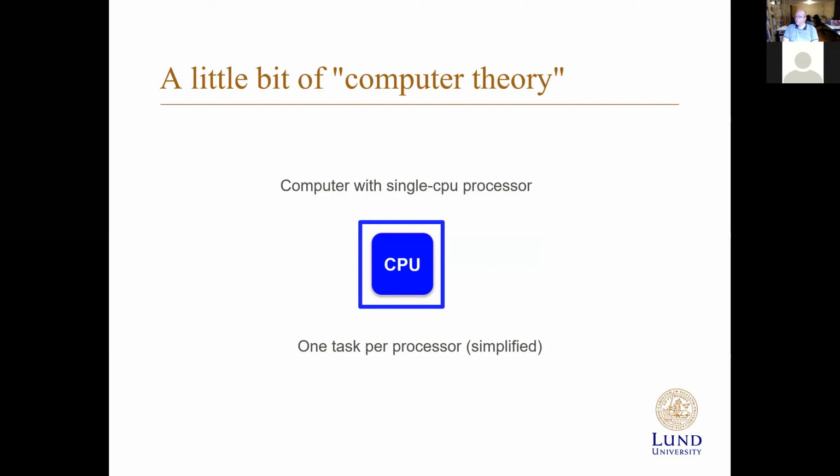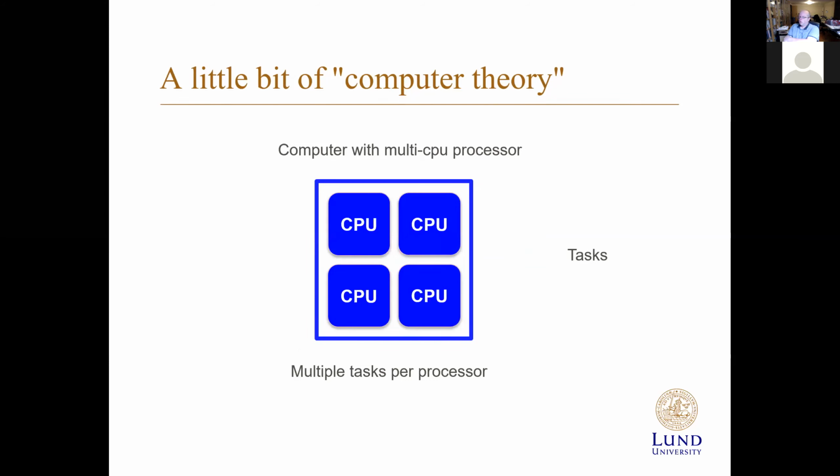First, a little bit about computer theory. The usual model of a computer is that you have a single CPU processor, so it can do one task per processor. A task is executed on this processor, and you have to wait until it's finished to continue. Today you have this situation instead. A processor in your computer has several smaller CPUs inside, called cores, and those can do multiple tasks per processor. So now you can all of a sudden do 4 truly parallel tasks at the same time.